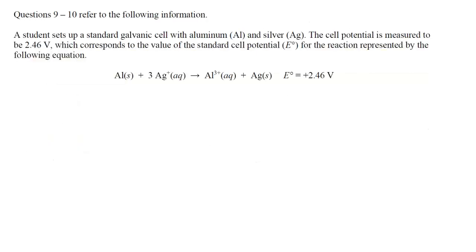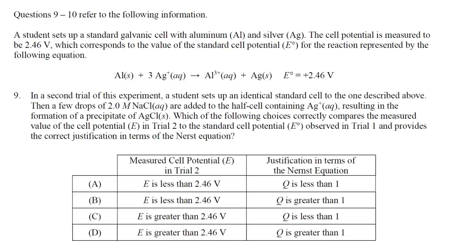Now, let's take a look at questions 9 and 10. Both questions 9 and 10 refer to the following information. It says, a student sets up a standard galvanic cell with aluminum, Al, and silver, Ag. The cell potential is measured to be 2.46 volts, which corresponds to the value of the standard cell potential for the reaction represented by the following equation. So here comes question 9.